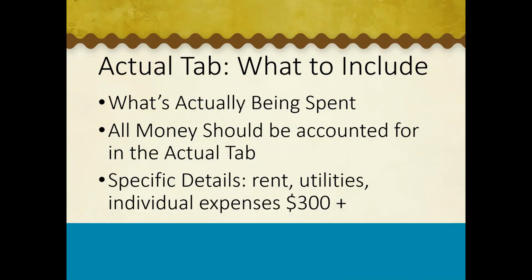So it's showing what's actually being spent. If the amount that we think the government is going to send, that RAP amount, if we think they're going to send X amount of dollars and they end up actually only providing Y amount of dollars, or maybe they're providing more, but a different amount, that is shown in the actual tab.